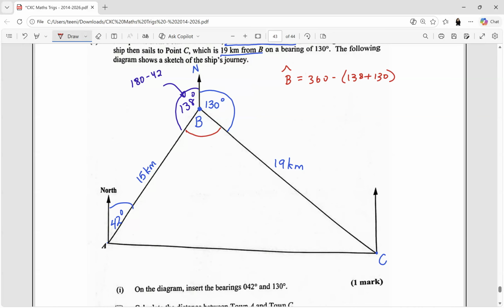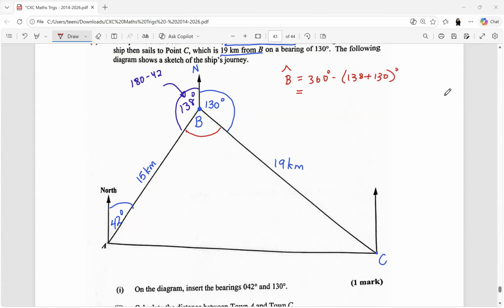Okay, you'll check it for me, please. What is the angle B? 360 take away the sum of 138 and 130. Tell me what you got. Anybody? Just work it out quickly. Let's move along. Anybody got it as yet? The 360 take away the sum of 130 and 138. Just work it out.